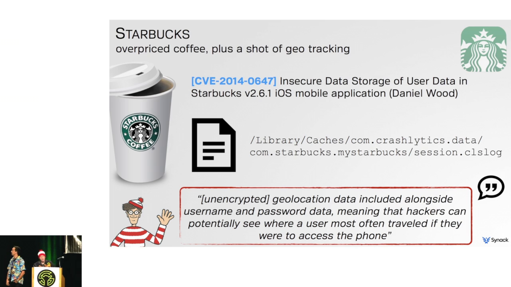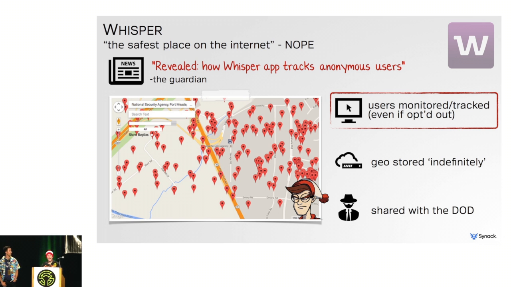So there was a report on this because the Guardian found out that the application developers were actually sharing this geolocation information with the government, with the DoD. So this is a screenshot from the report. This is from Fort Meade, NSA. So you can see there's a ton of Whisper users, and their locations were being sent to the app developers and also then shared with the DoD, even though the users had requested to opt out.